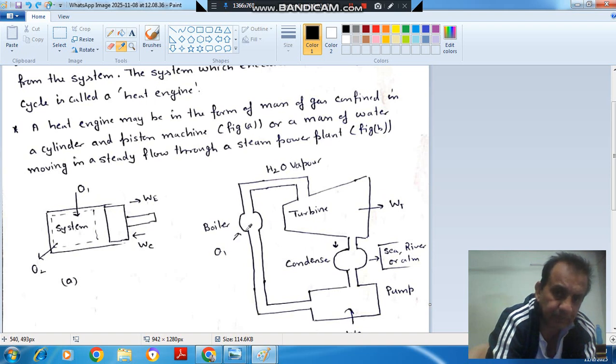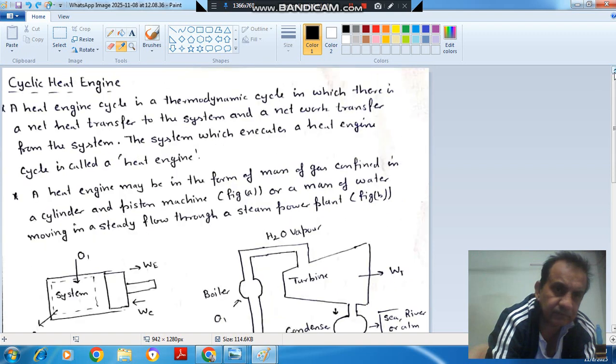In the second type, the water or fluid flows through the boiler and gets some heat from outside, and then this fluid runs the turbine, and then heat is rejected in the condenser, and then its pressure or work is given in the pump to the fluid. So here work is obtained, here work is given, here heat is supplied, here heat is rejected. So these are two types of cyclic heat engines.